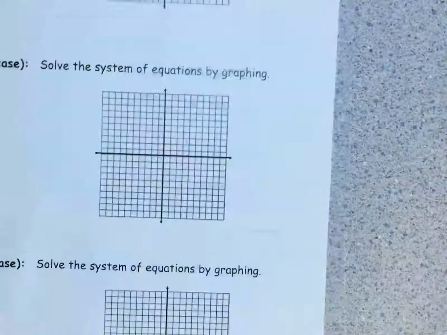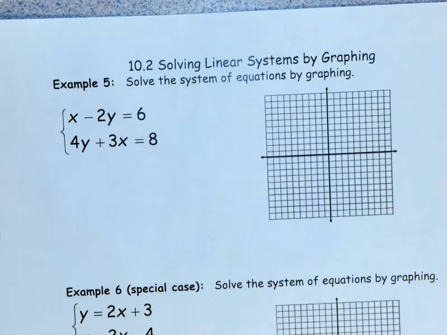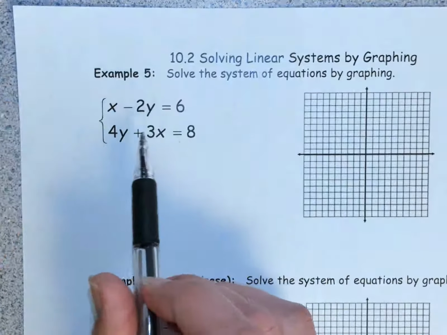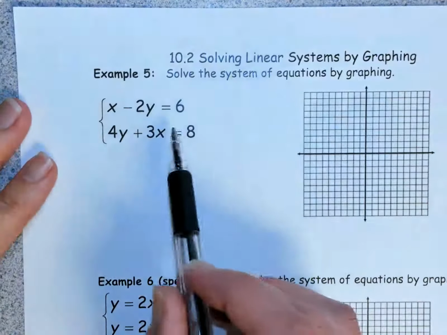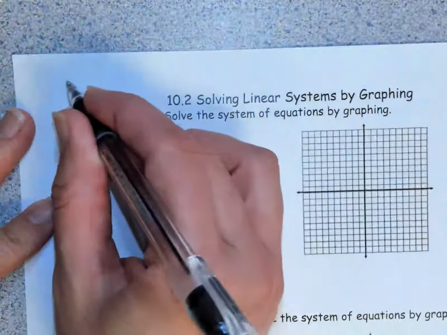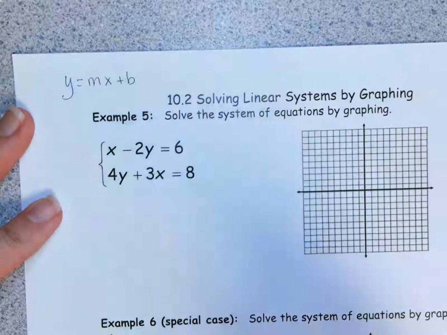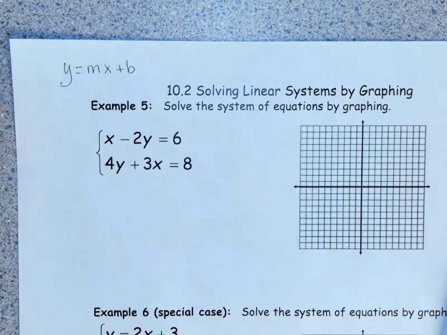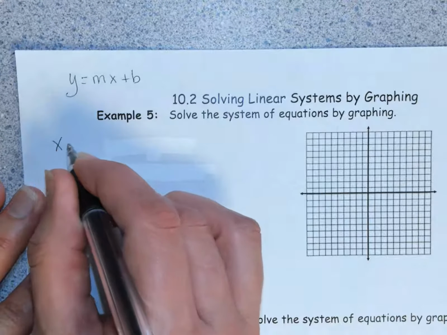All right, let's just try a couple more. So this one here, they are not written in y-intercept form. They always need to be written as y equals mx plus b form. So the b has to be isolated. So I'm going to pause it right here.